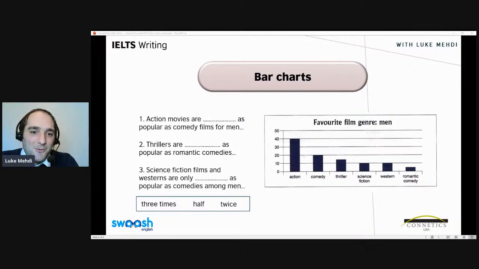Any ideas for number 1? Yeah, good, Aisha. It's a nice, easy task today. The main point here is about the things that you need to do for your bar charts.